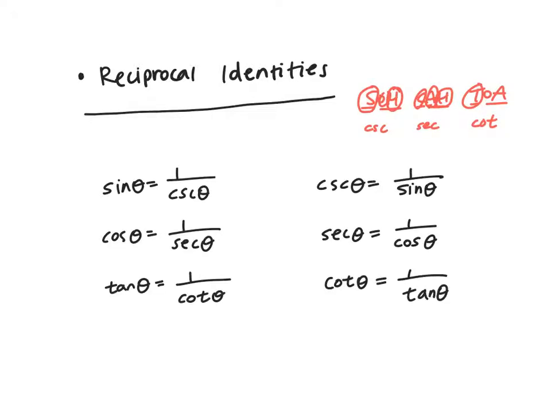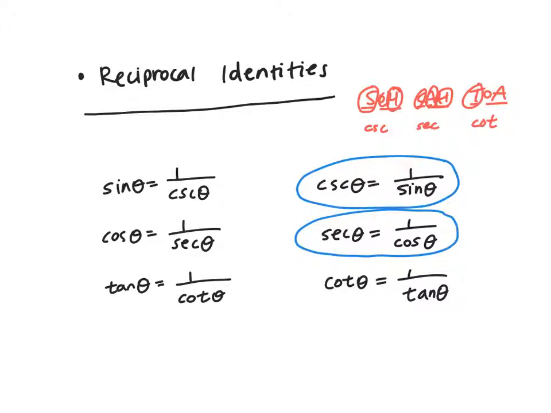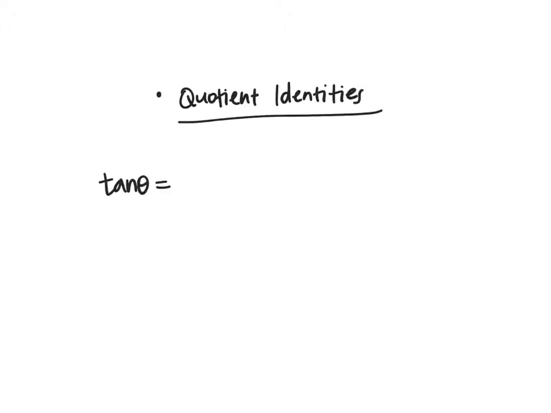So here are the 6 reciprocal identities. Notice that they're just reciprocal functions of each other. The 2 that you are going to use the most are these: cosecant theta equals 1 over sine theta, and secant theta equals 1 over cosine theta. Basically, if you see cosecant theta, you're most likely going to want to replace it with 1 over sine theta. If you see secant theta, replace it with 1 over cosine theta. Occasionally, you will also use cotangent theta equaling 1 over tangent theta as well.